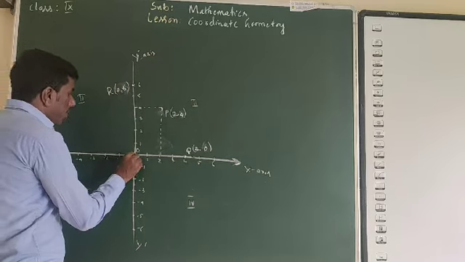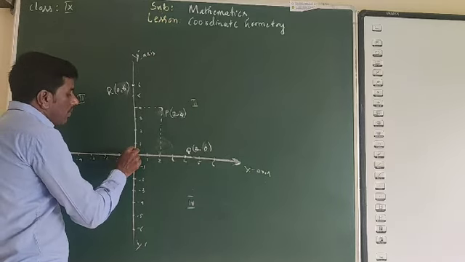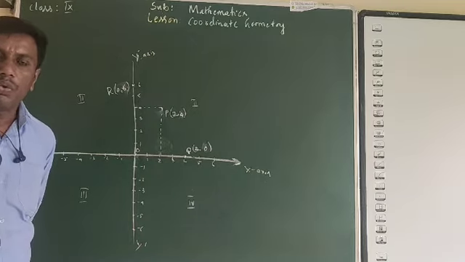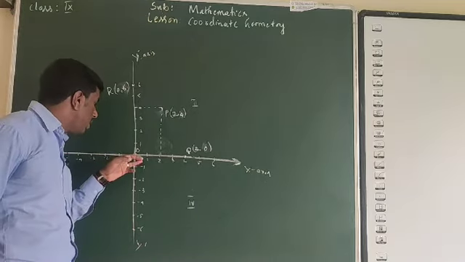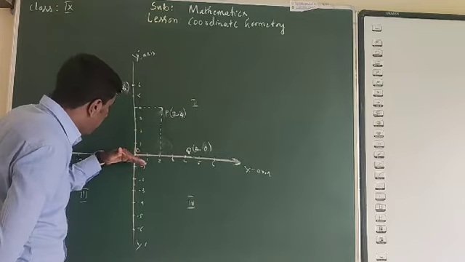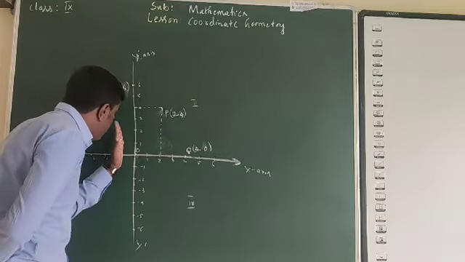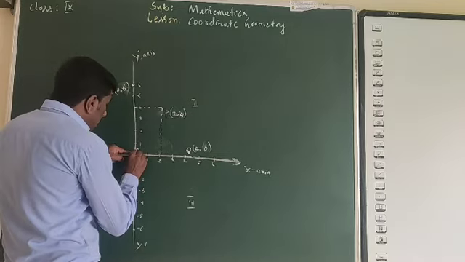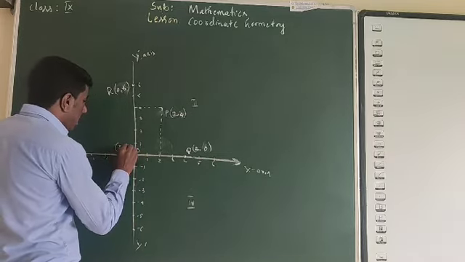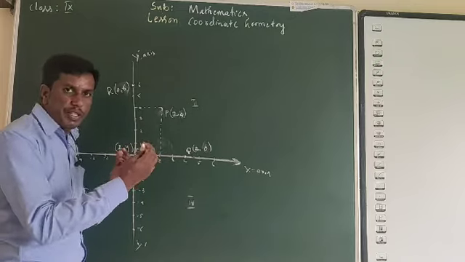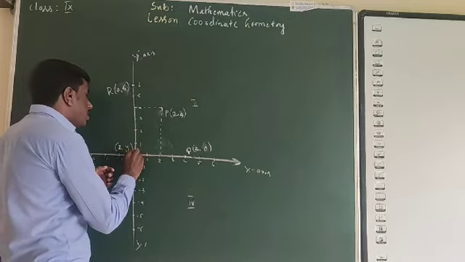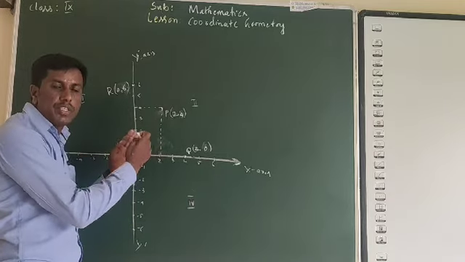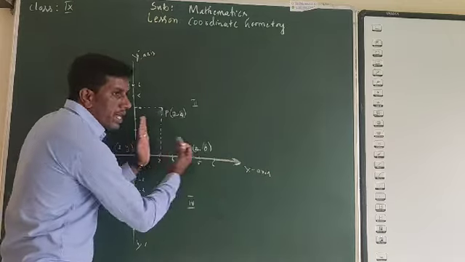Okay. Now let me take the coordinates of the origin. In the origin, what is the perpendicular distance from the x-axis? What is the perpendicular distance from the y-axis? So this is the origin, right? For this, let me take again x comma y, in terms of an ordered pair. Let me take this point. X in the sense it is abscissa. Abscissa is the perpendicular distance from the y-axis.